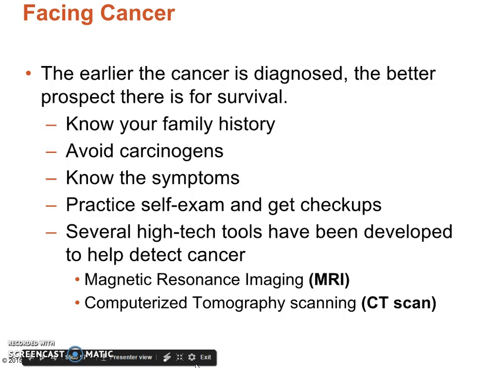So the prevention is really two ways. You want that prevention so you are eliminating and moderating those things that put you at risk. And then also, sometimes we can't do anything because it's just genetic or whatever, so making sure that you are getting checked up. So know your family history, avoid carcinogens, particularly smoking, know the symptoms, practice self-exams, and get your checkups regularly. And we do have some high-tech tools to help detect cancer, like MRIs and CAT scans.